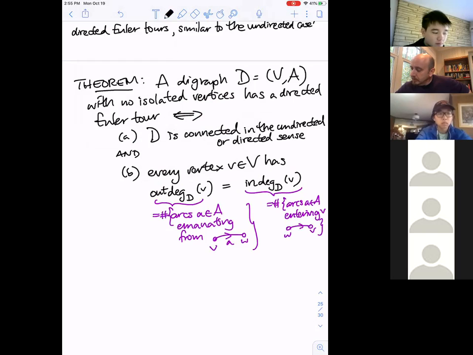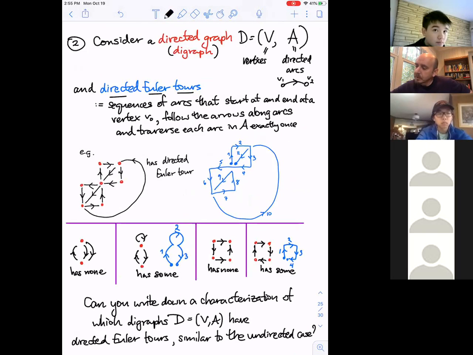Let's go back to our example here, right? I'll do the in degrees in green. This one has in degree 1. This one has in degree 2. This one has in degree 1. This one has in degree 3. Yeah, 3. This one has in degree 1. This one has in degree 2. This one has in degree 1.